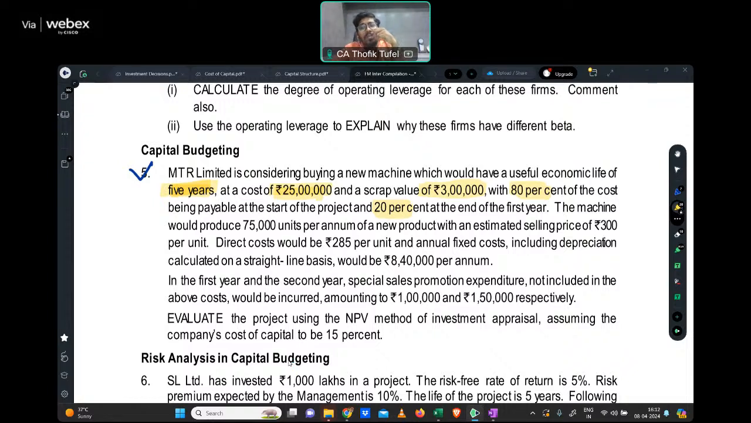இப்போ சார் ஆனுவல் கேஷ் ஃப்ளோஸ் எப்படி கண்டுபிடிக்கும்? Machine would produce 75,000 units. அதில் the selling price is 300 rupees. Variable cost is 285 rupees per unit. So sales minus variable cost பண்ண contribution வரும்.